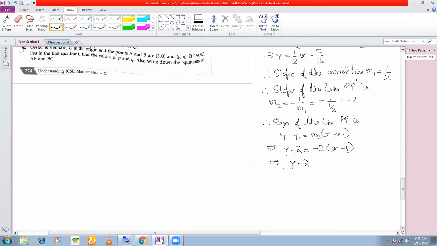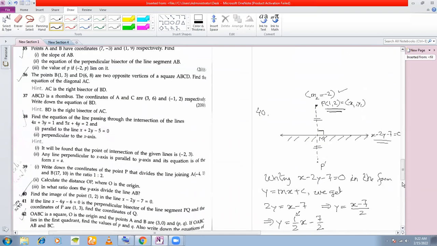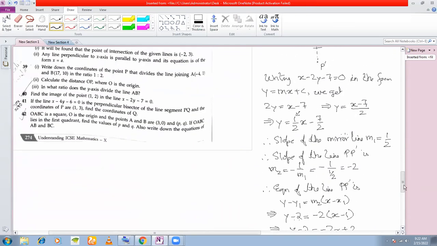So y minus 2 is equal to minus 2x plus 2. You take everything on the left hand side, so you get 2x plus y minus 2 minus 2 is equal to 0. So you get 2x plus y minus 4 is equal to 0. This is the equation of the dotted line, right? What is the equation? Let's write it here. 2x plus y minus 4.